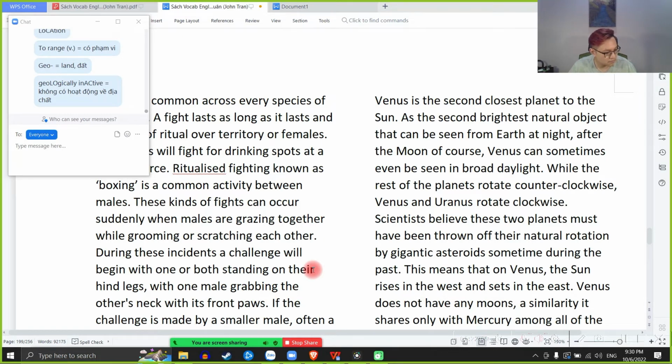Scientists believe these two planets must have been thrown off their natural rotation by gigantic asteroids sometime during the past.